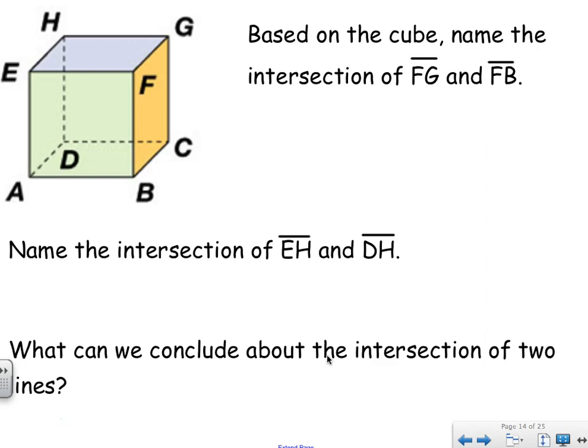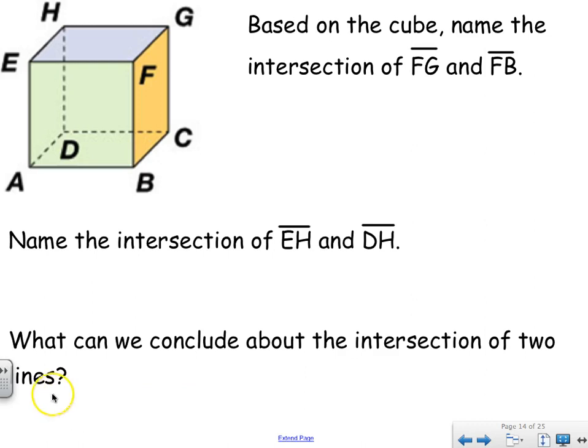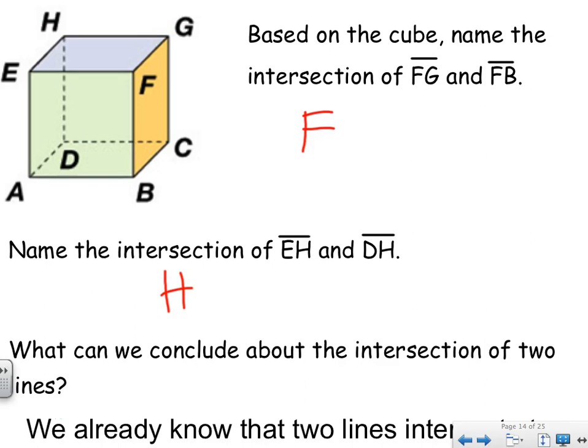All right, let's look at a cube again. So based on the cube, name the intersection of FG and FB. Name the intersection of EH and DH. And then what can you conclude about the intersection of two lines? So try those on your own and press pause. You notice that FG would be here and FB is right here, and so they intersect at point F. Same thing for EH and DH, they intersect at point H.